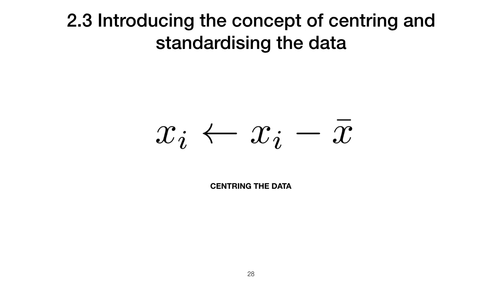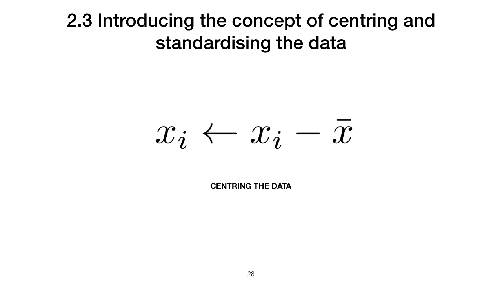2.3. Introducing the concept of centering and standardizing the data. 2.3.1. Centering the data. Centering the data is as important as it is simple. By definition, to center is to place in the middle. Centering is subtracting the average to each value that has been measured.